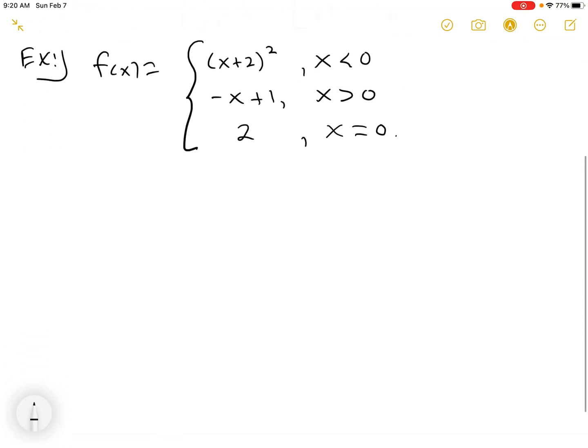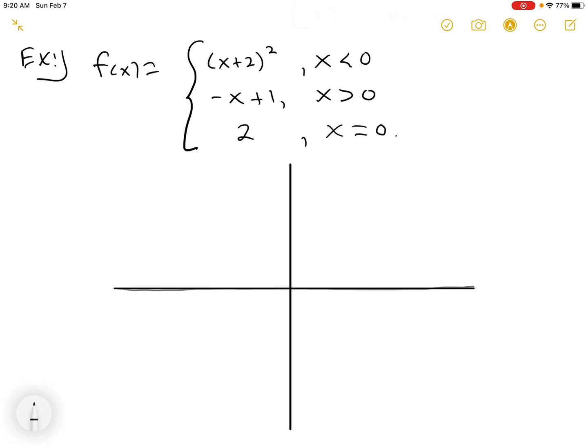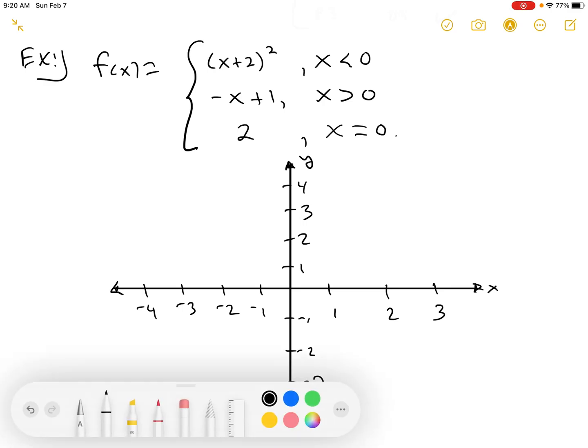We're going to graph this function on the same set of axes because it's a function. Okay, there's x, there's y. I'm going to put 1, 2, 3, 4. Minus 1, minus 2, minus 3, minus 4, minus 1, minus 2, minus 3. All right, so we've labeled our axes. And now we're going to graph in 3 parts here.